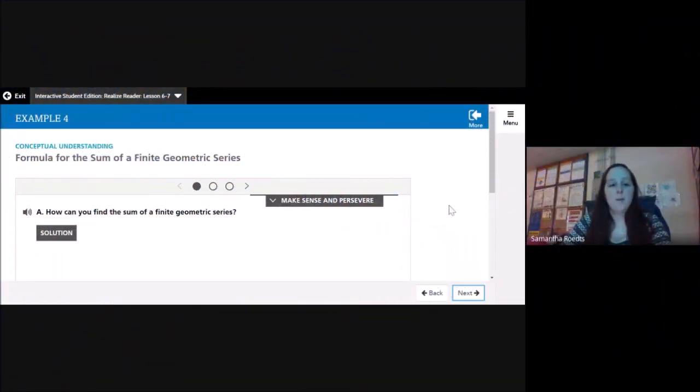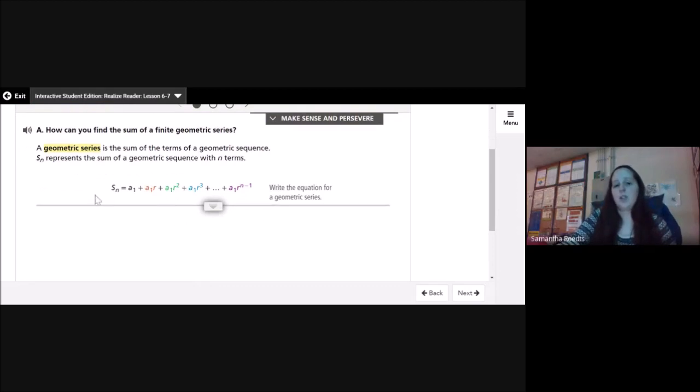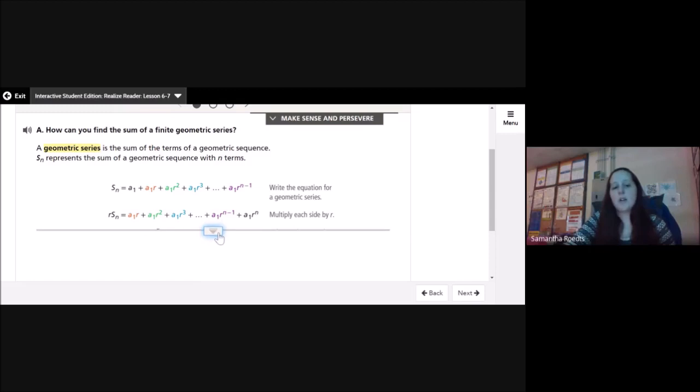All right, example 4, formula for the sum of a finite geometric series. How can you find the sum of a finite geometric series? A geometric series is the sum of the terms of a geometric sequence. So S sub n represents the sum of the geometric sequence with n terms. So I write the equation for a geometric series. S sub n equals a sub 1 plus a sub 1 times r plus a sub 1 times r squared, and it keeps going. So r times S sub n equals a sub 1 r plus a sub 1 r squared plus a sub 1 r cubed, so on and so forth.